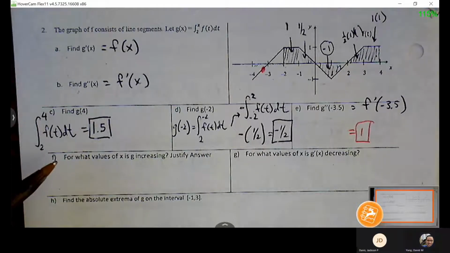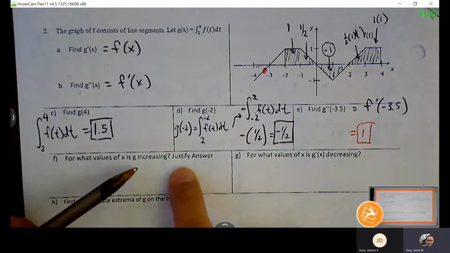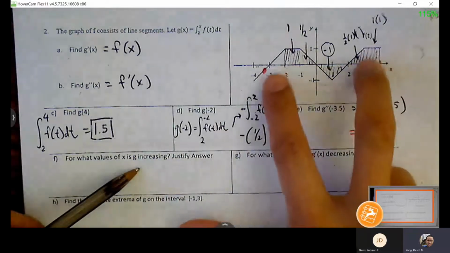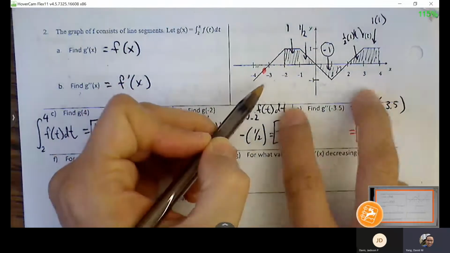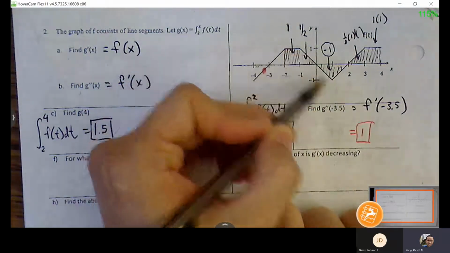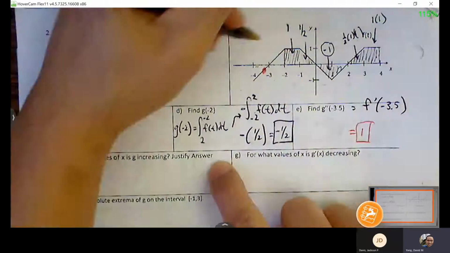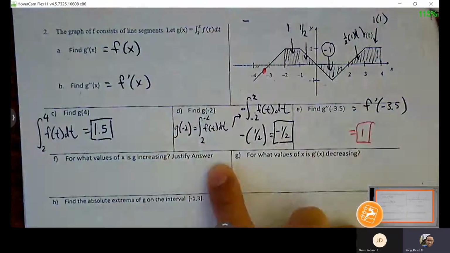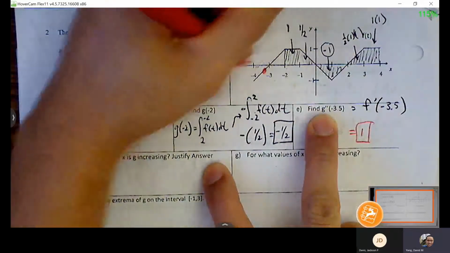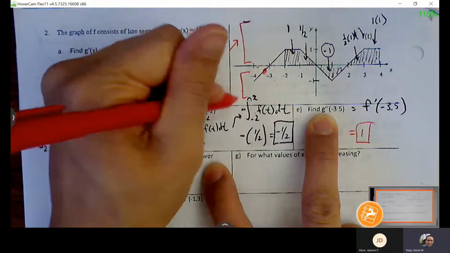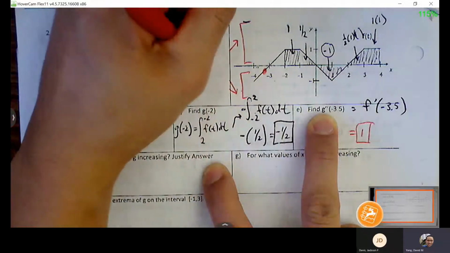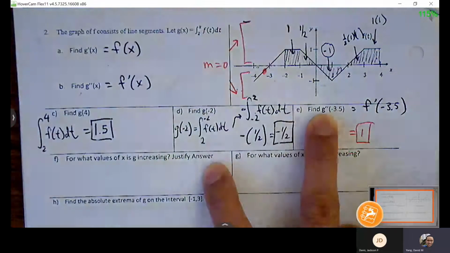Part F, on what values of x is our g graph increasing? This is the derivative graph of g, so we can't just look at this g graph or this f graph and say, okay, that's rising, that's falling. We have to understand that this is the derivative graph. So I'm going to label what I have in front of me. Anything above the x-axis is a positive slope. Anything below is negative slope. Anything on the x-axis is slope 0.